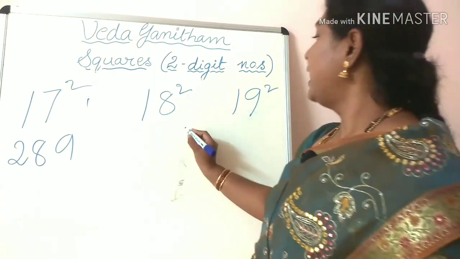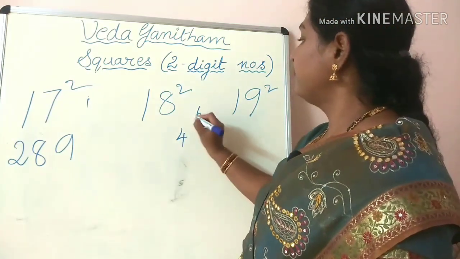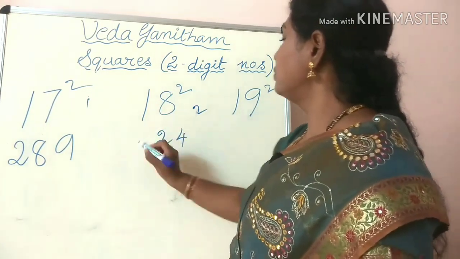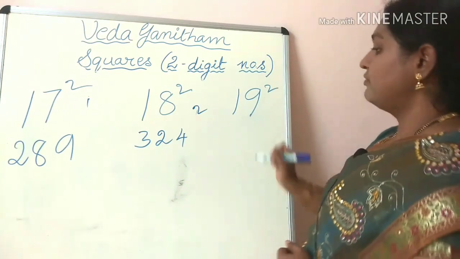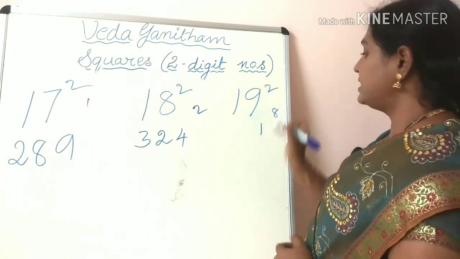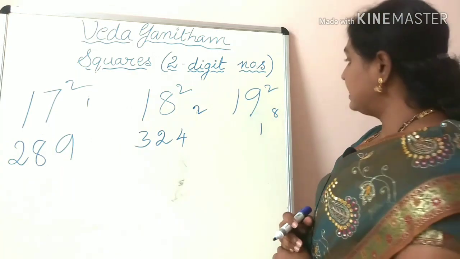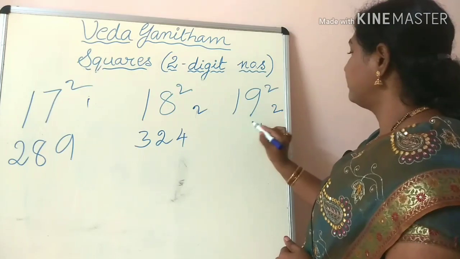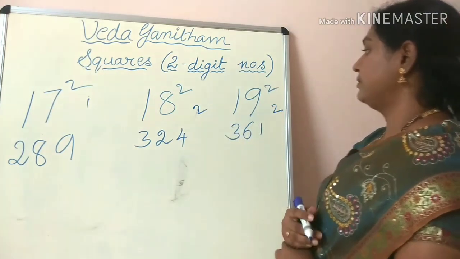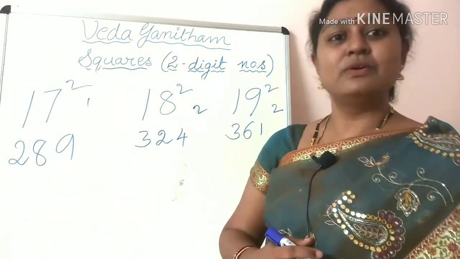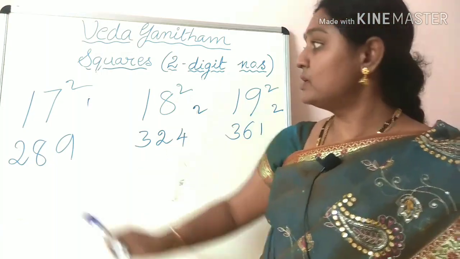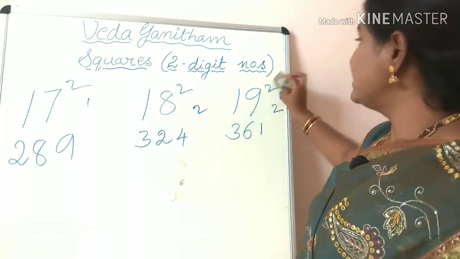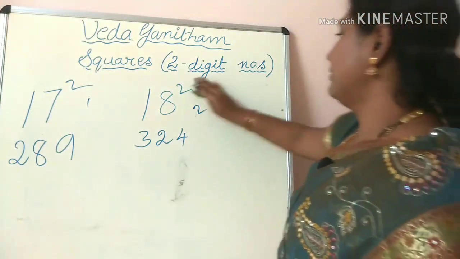For 18 square, 8 eights are 64. 8 plus 8, 16 plus 6, 22. 2 plus 1 will be 3. For 19 square, 9 nines are 81. 9 plus 9 is 18 plus 8, 26. 2 plus 1, 3. In this way, we can do the squares of the two-digit numbers that start with 1. Now, let us check the two-digit numbers that end with 1.